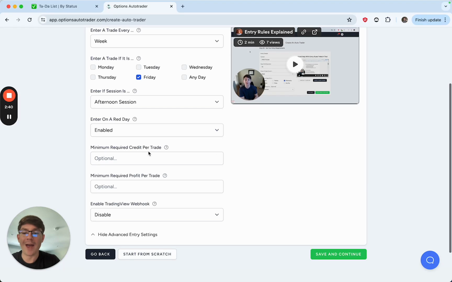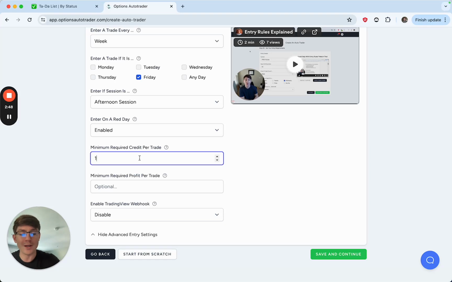Sweet. Next, you have minimum required credit per trade. If you have a credit target that you want to make, like I put on Iron Condors and I want to collect at least $1 in credit, well then put $1 here, and that will specify that it will not enter the trade unless it can get $1 or more.